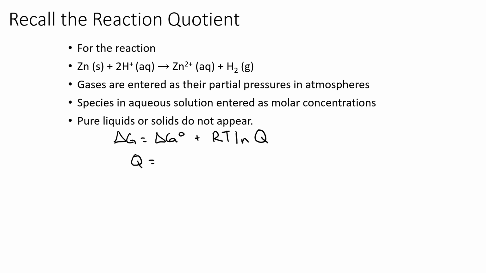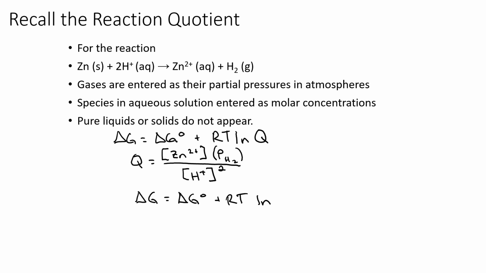Well, Q for this reaction is products divided by reactants, and we can mix aqueous things and gases together in an overall Q or K. So I can write this as zinc 2+ times the partial pressure of our hydrogen, divided by zinc, nope, that's a solid, we don't include it, divided by our H+ concentration, and we've got to put that in as squared. So delta G would be equal to delta G naught plus RT times the natural log of all of this stuff. We'd have to plug all those values in.